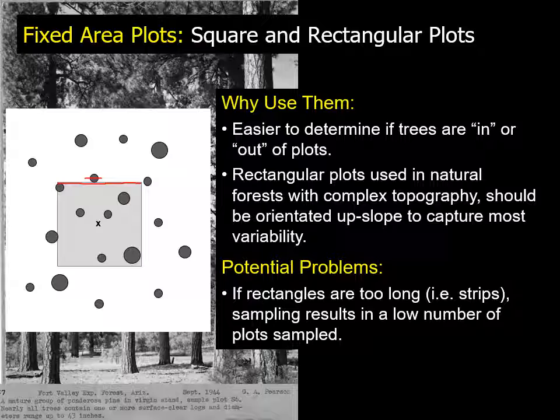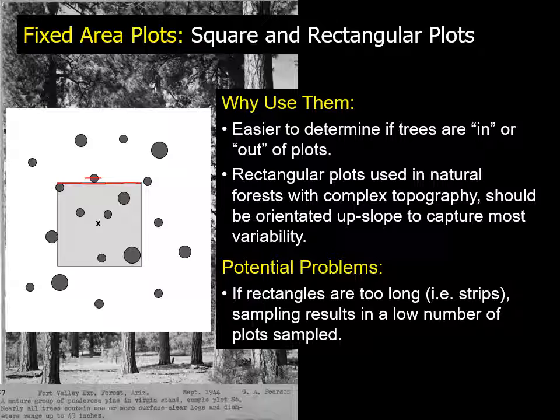Additionally, rectangular plots can have a nice advantage when it comes to trying to capture the complexity of a forest across interacting topographic variables. So if we orient rectangular plots up and down the slope, they can capture across the gradient from high moisture content areas at the bottom or toe slope to low moisture content areas up at the ridge top on a slope, which helps us capture that variation within the individual plot itself.